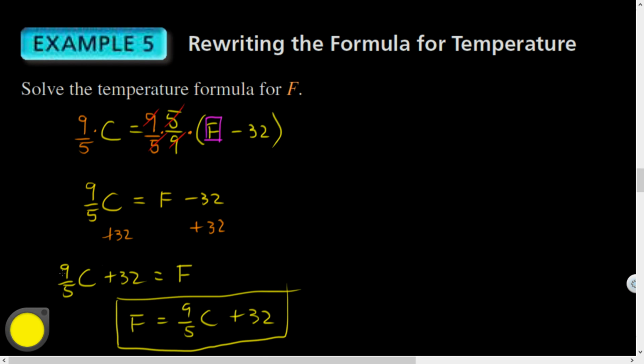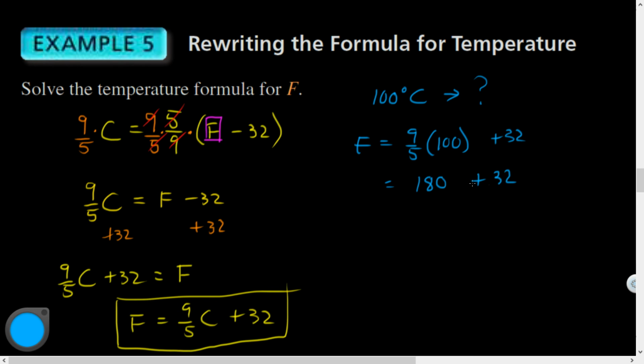So let's just do a check. Let's convert 100 degrees Celsius. What is that in Fahrenheit? So watch this. Let's just do a little formula check. F is equal to 9/5 times 100 plus 32. 100 divided by 5 is 20. 20 times 9 is 180. And I get F equals 212 degrees Fahrenheit.